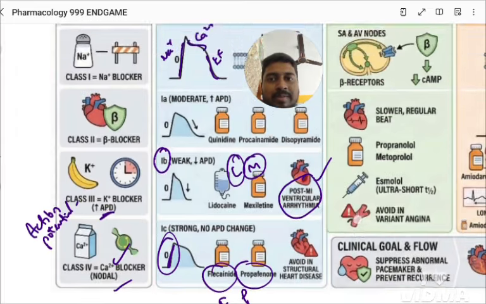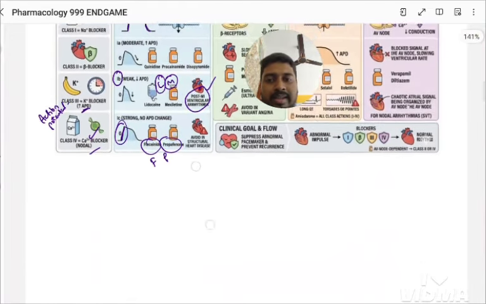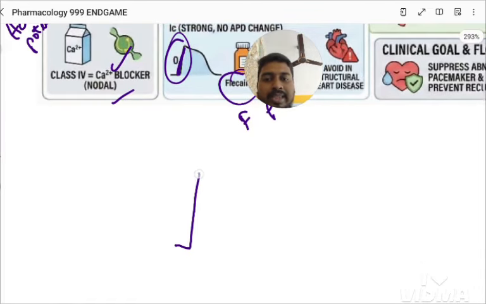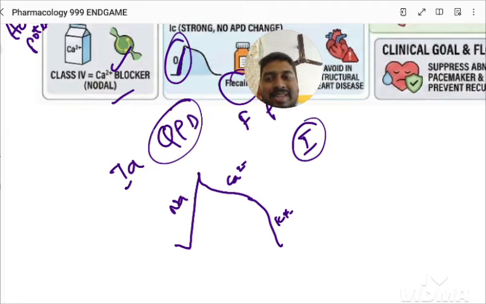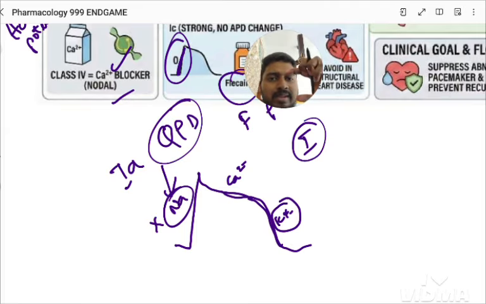So you should remember what the categories are. If you see the graph of the cardiac action potential, this is for sodium, this is for calcium, and this is for potassium. Class 1 acts on these sodium channels. Class 1A, I said the mnemonic is Queensland Police Department. So this acts on sodium also. It gives a moderate block, and it will also slowly prolong the potassium repolarization. So we will have a broader cardiac action potential graph.